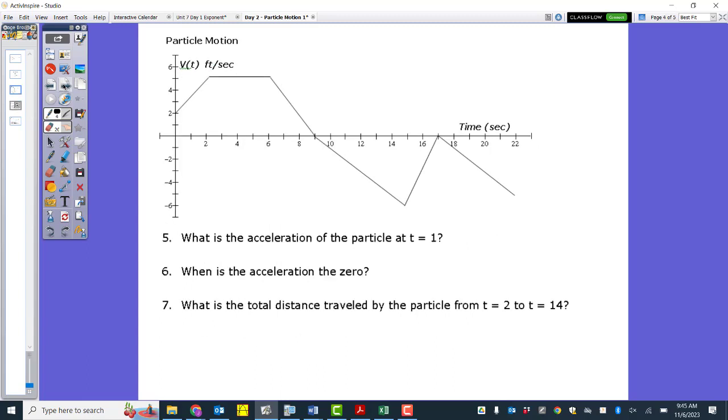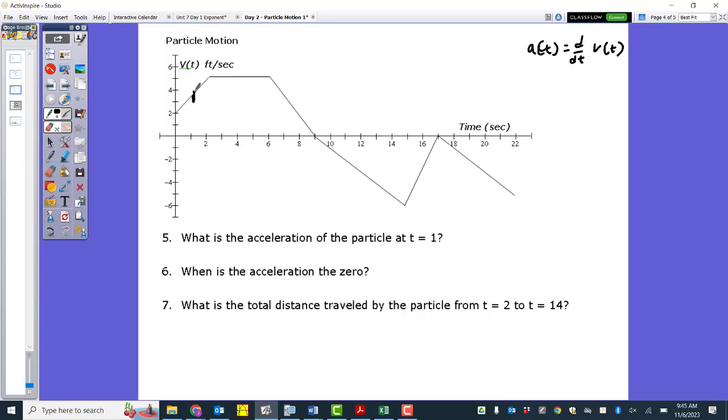All right, let's keep building off this. What is the acceleration of the particle at t equals 1? We said acceleration is equal to the derivative of velocity. So if we're looking for the acceleration at t equals 1, that means we're looking for the derivative of velocity at t equals 1. So that's this point right here. We need the derivative there.